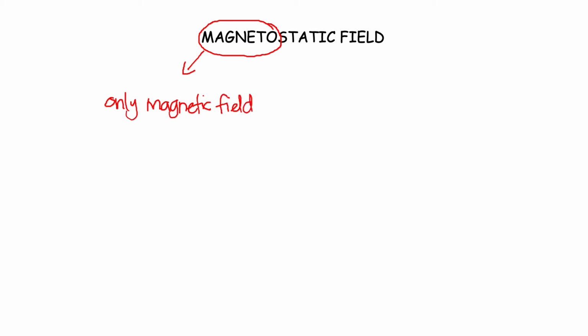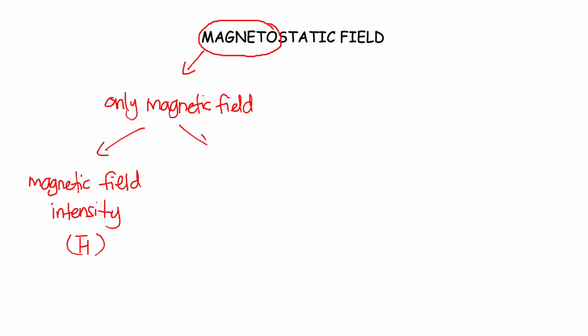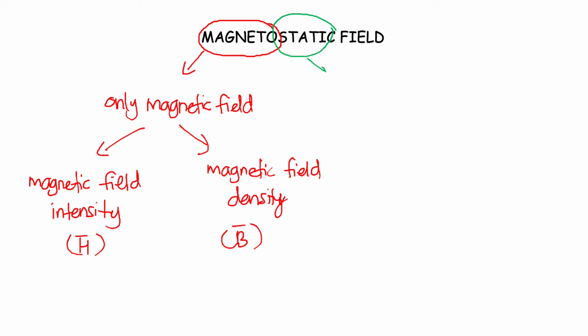In electrostatic field, the fields involved are E and D. However, in magnetic field, the fields involved are the magnetic field intensity with the symbol of H, while the second field is the magnetic field density with the symbol of B. Now the static brings the same meaning as in electrostatic, where it means independent of time.